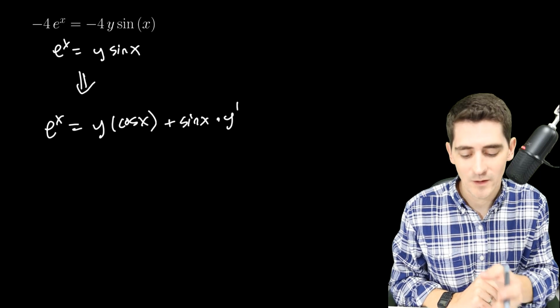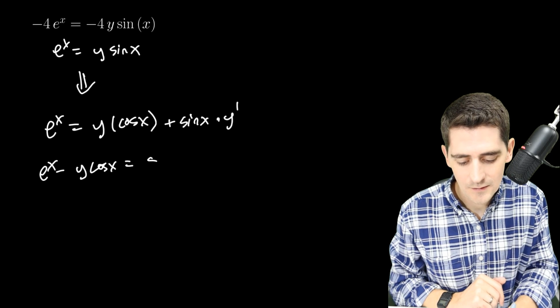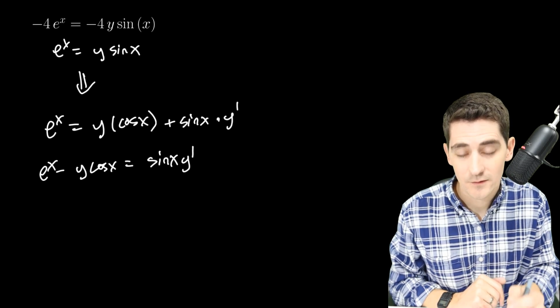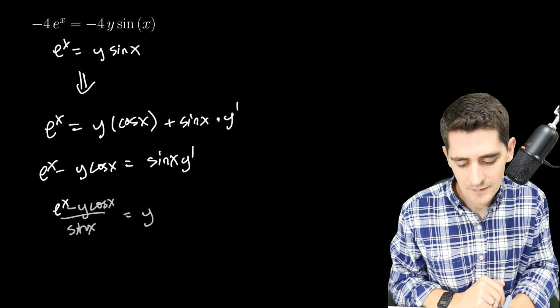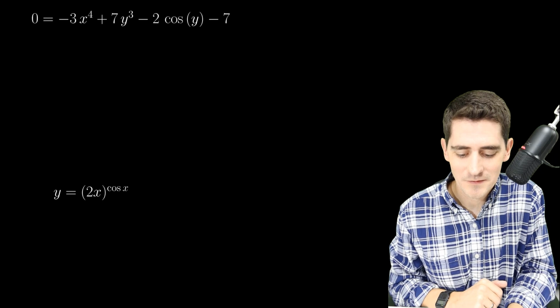Get everything with y prime by itself. So I have e to the x minus y cosine x equals sine x y prime. So I can divide both sides by sine x, and I get y prime by itself. There's my derivative. Another one. Okay, so here we're going to take the derivative of both sides.